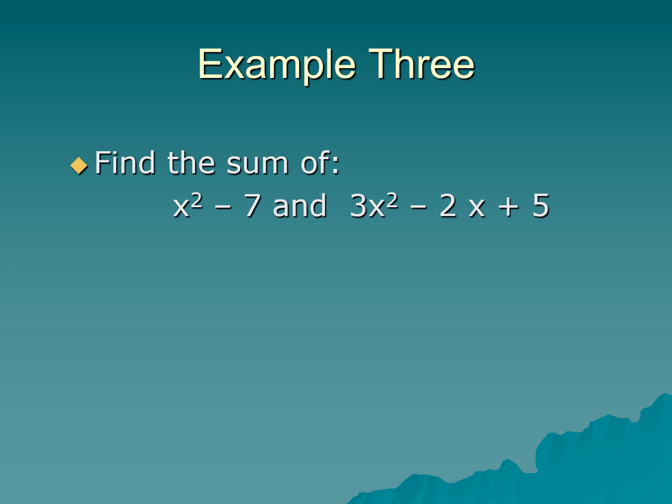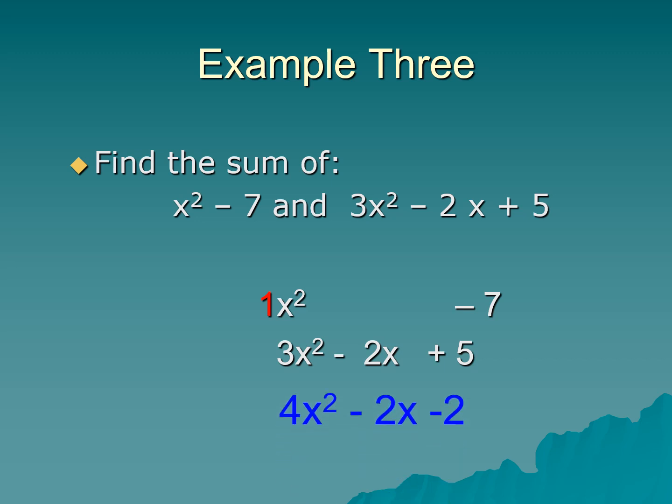Example 3. Find the sum of x squared minus 7 and 3x squared minus 2x plus 5. So when I write my x squared minus 7, I leave a gap or a space for where the x would be if it was there. If it helps, you could always make it a 0x. I don't think you'll need it. You can just leave a gap, which would indicate there's nothing there. Since there is no exponent shown, no coefficient shown, it's always a 1.